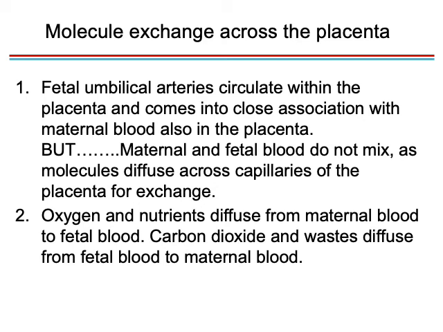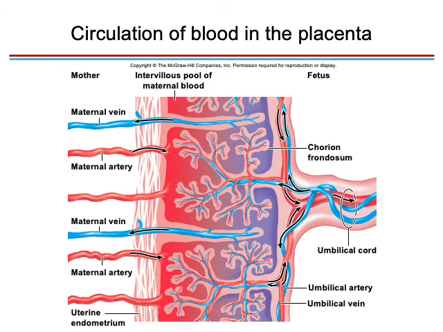However, the capillaries get so close together that materials can move. So nutrients and oxygen can go from mom to Junior, and Junior can give mom all his waste products and carbon dioxide. Again, just a slide showing the non-mixing of maternal and fetal blood.